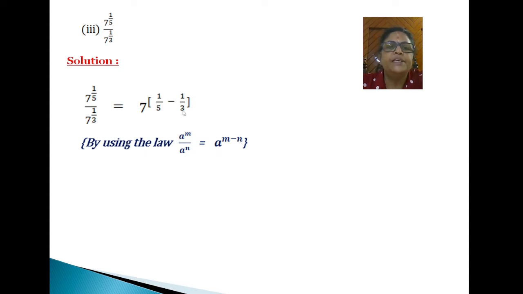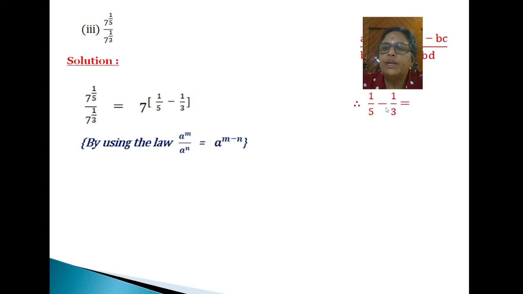Here what is 1 by 5 minus 1 by 3? A by b minus c by d is equal to numerator of the first fraction into denominator of the second fraction, cross multiplication, AD, minus denominator of the first fraction into numerator of the second fraction, cross multiplication, BC, divided by product of the denominators. So AD minus BC divided by BD.